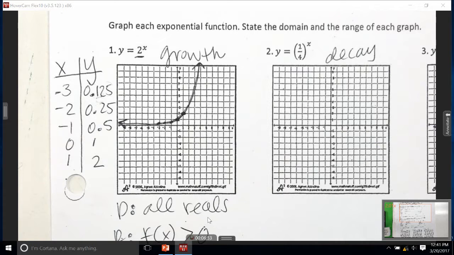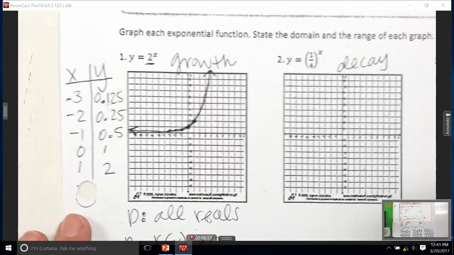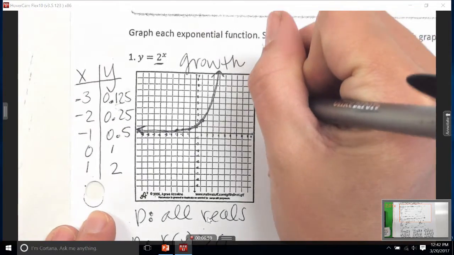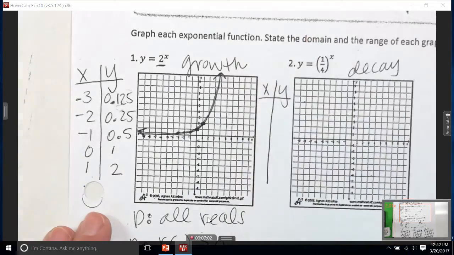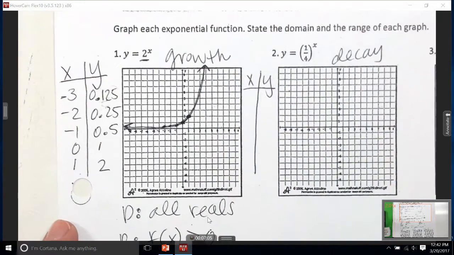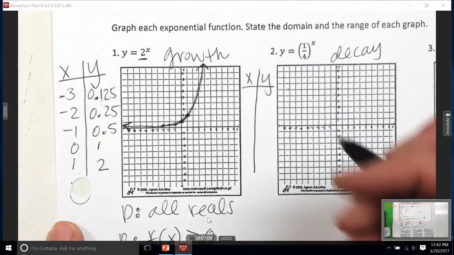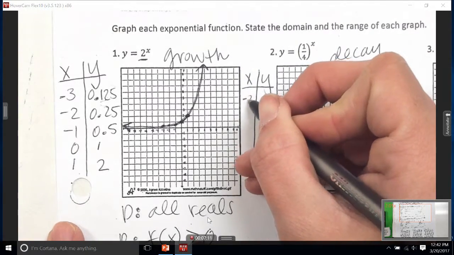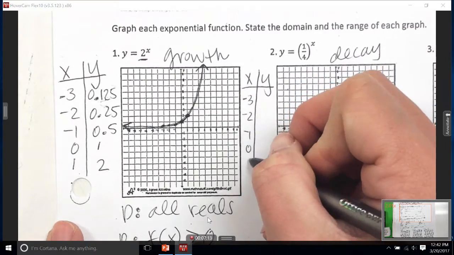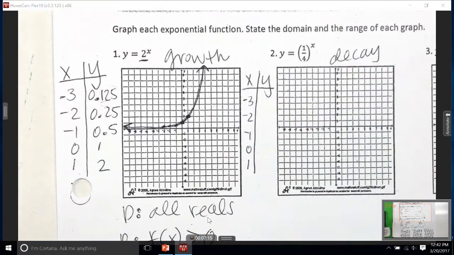Any questions? Okay, let's do the next one then. So our x and y values, y'all give me some x and y values. Y'all want to use the same ones? Yes? Okay. -3, -2, -1, 0, 1. I'll give you time to go ahead and type that in your graphing calculator. Those of you who don't, go ahead and figure it out on your own. And then I'll call on people for the values.